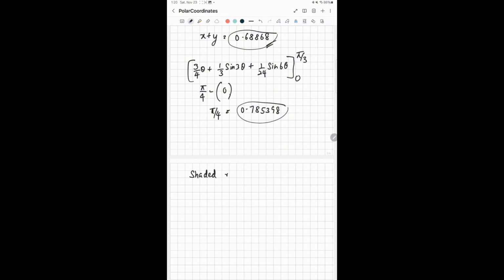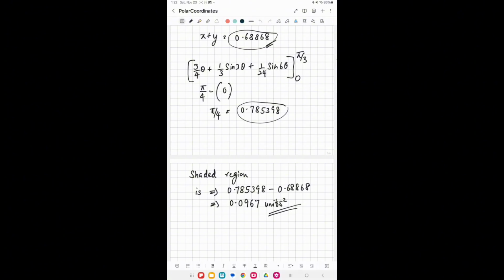Now all you have to do is subtract this area from this to find the shaded region. So the shaded region is 0.785398 subtracted by 0.68868. This will give you 0.0967. Yeah, it can give you an answer like that. Units squared. So this is your answer.